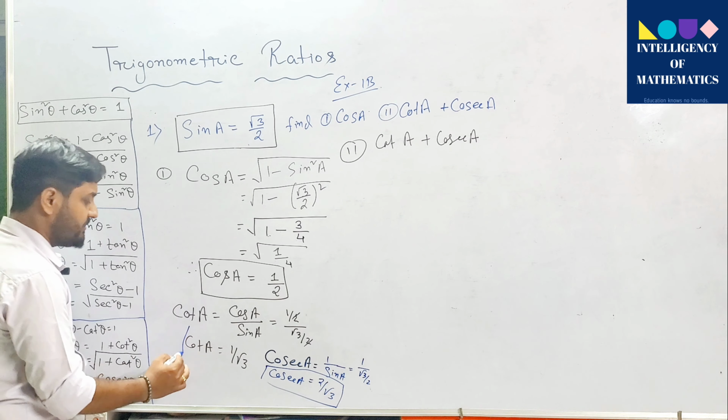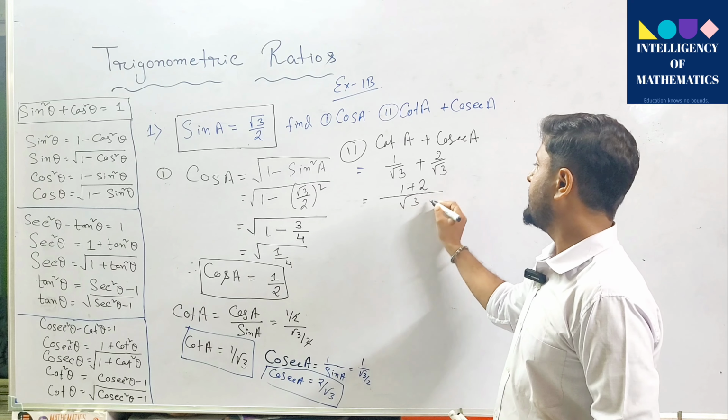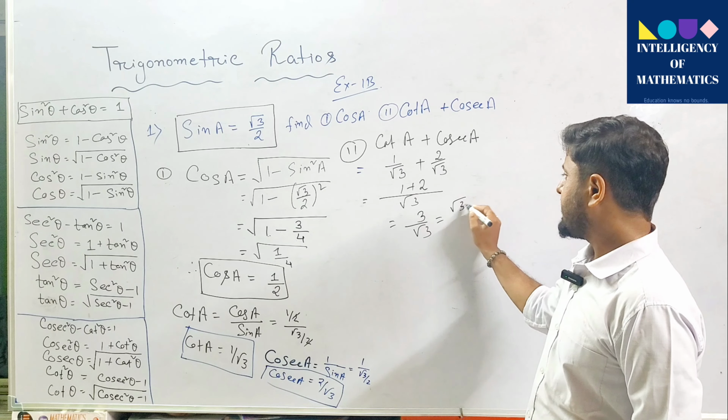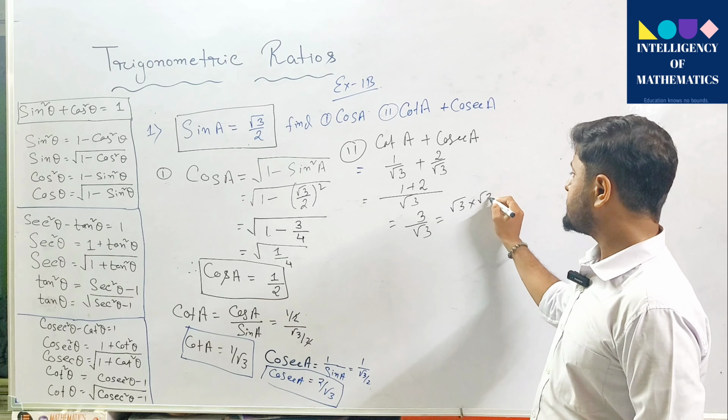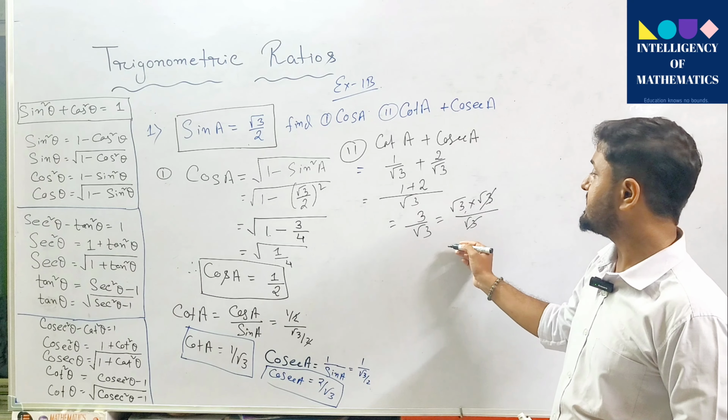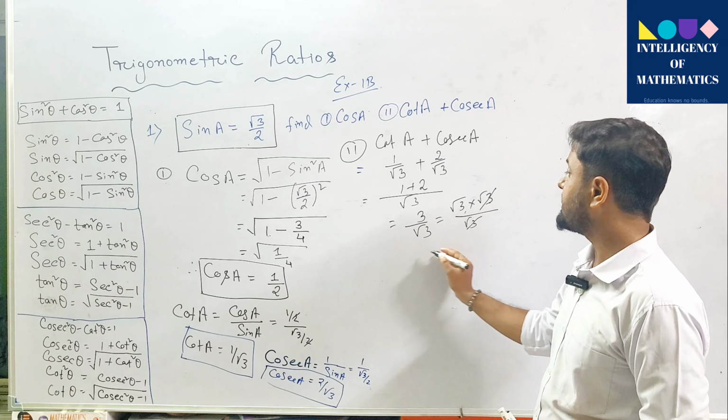We'll use these two values to find the expression. Cot A we got as 1 by root 3, and cosec A as 2 by root 3. In both cases root 3 is the LCM, so it will be 1 plus 2, and 1 plus 2 means 3 by root 3. Now 3 can be split as root 3 into root 3, and one root 3 is already down. Root 3 into root 3 gives 3, so this 3 and this root 3 cancel, and we have only root 3. So the expression's value is root 3.